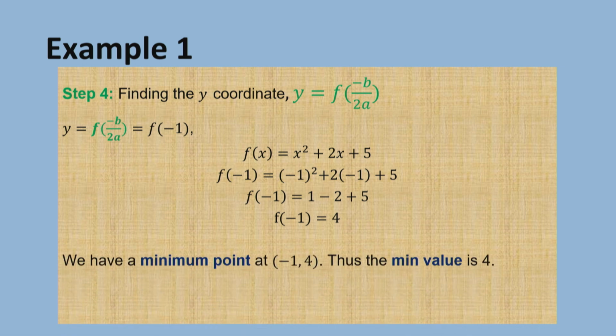Now, we have a minimum point. The minimum point is at minus 1, 4. And the minimum value will be 4.